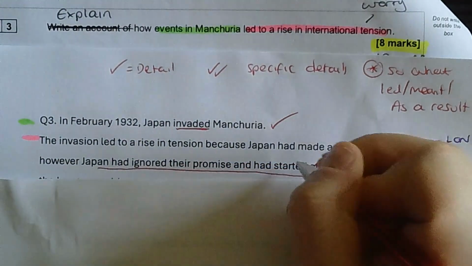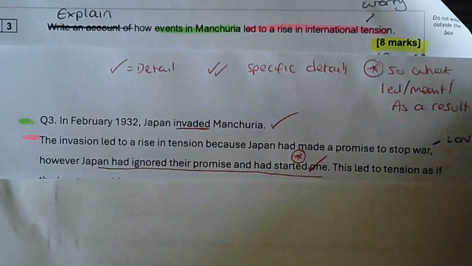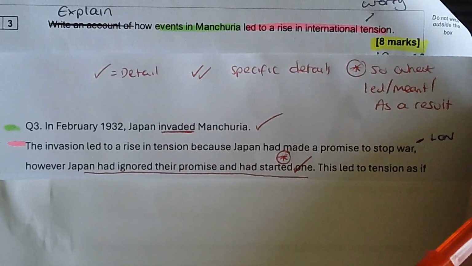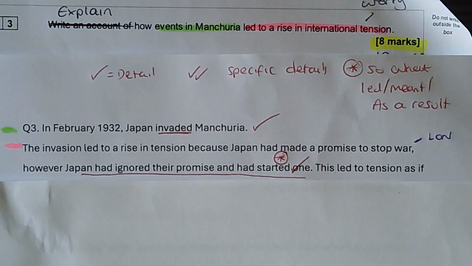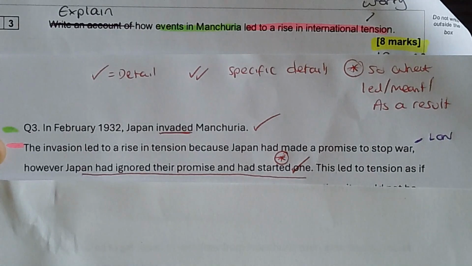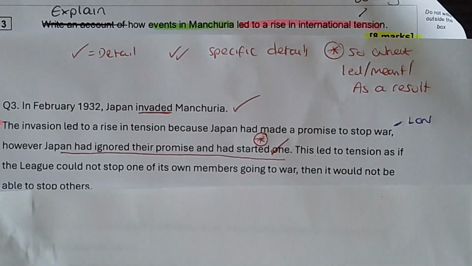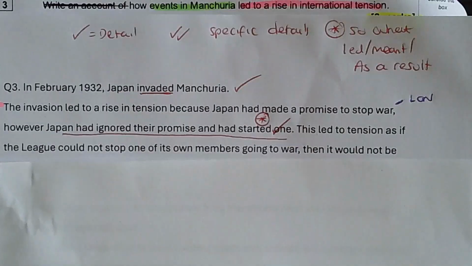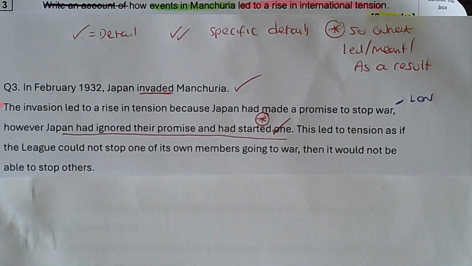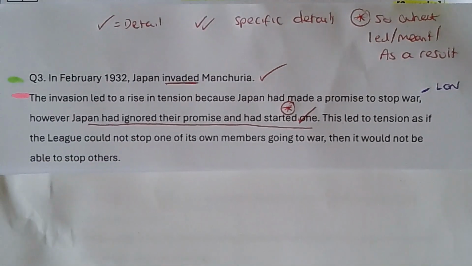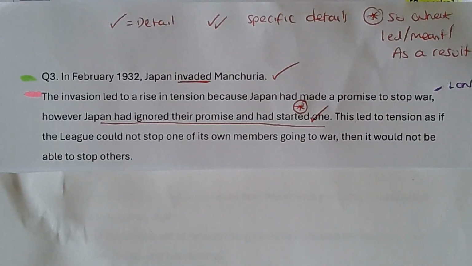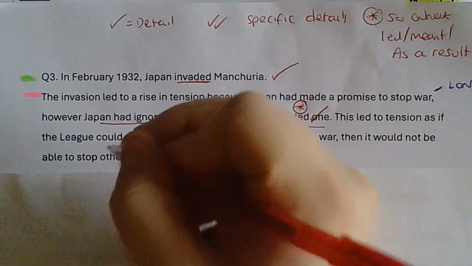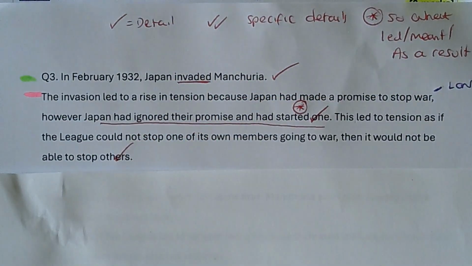And you will see that here. You will see a so what. So what if Japan had ignored their promise and started a war? Well, this led to tension. If the League could not stop one of its own members going to war, it would not be able to stop others. So again, what you can see there is some detail, it's well explained, it follows on.